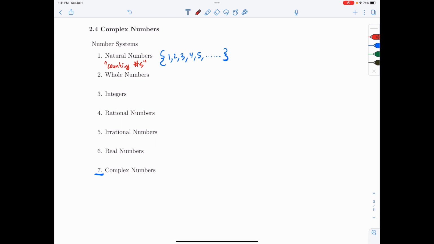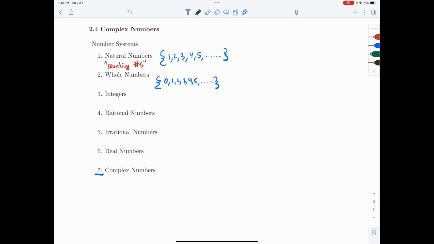Next set we have is whole numbers. The whole numbers are exactly the same as the natural numbers, but we have one additional item. These begin at 0 and then continue on to infinity. So the whole numbers just have 0 tacked on at the start.